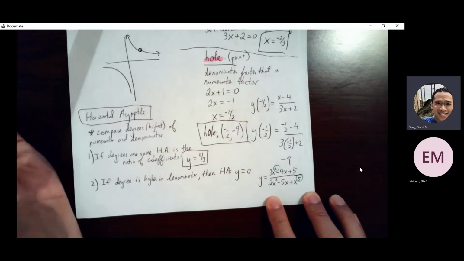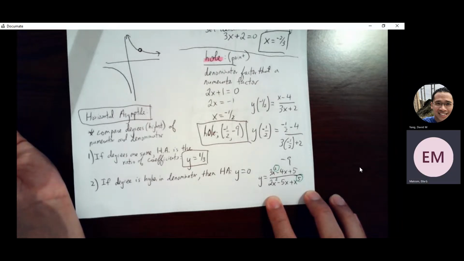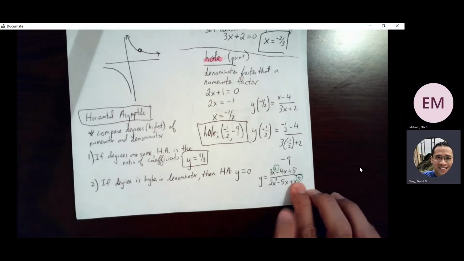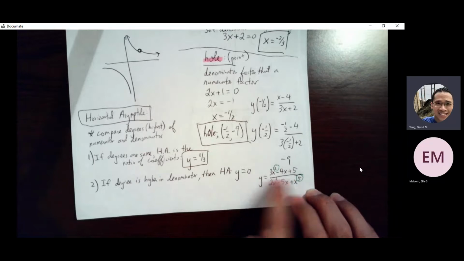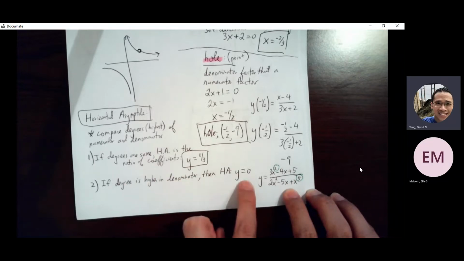Which one has a higher degree? That would be the denominator. Yeah. So as soon as your denominator has a higher degree, we don't look at anything else. We just know that the horizontal asymptote must be equal to 0. Okay.